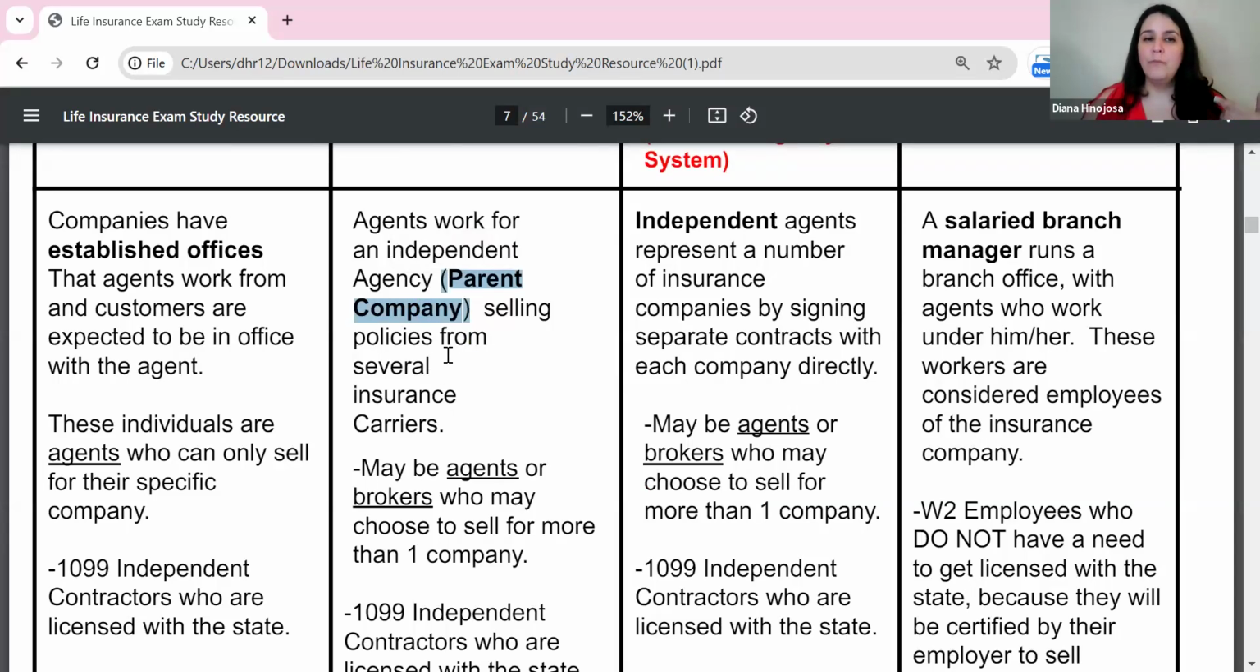This is your IMO. And with this company, typically that parent company has 20 companies that they have contracts with, 50 companies.